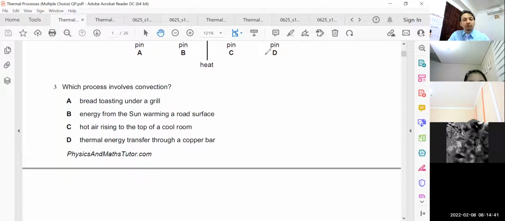Give your answers. Which process involves convection? The convection process takes place either in a liquid or in air. Bread toasting under a grill, no, it's not a convection process. Energy from the sun, that is the radiation process. Hot air rising to the top of a cool room: convection takes place in air. Yeah, option C I can consider, but let's see what about D. Thermal energy transfer through a copper bar, that is the conduction process, children. So the right answer here I can find is option C, children.